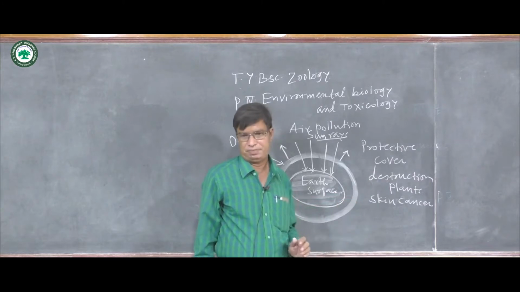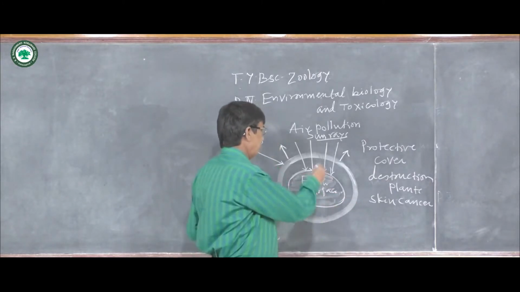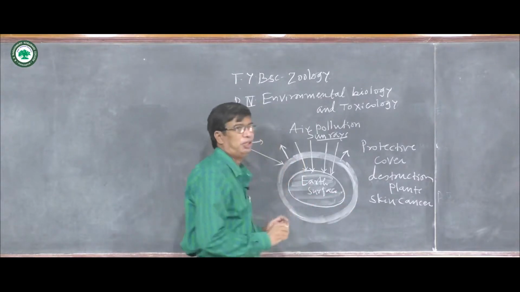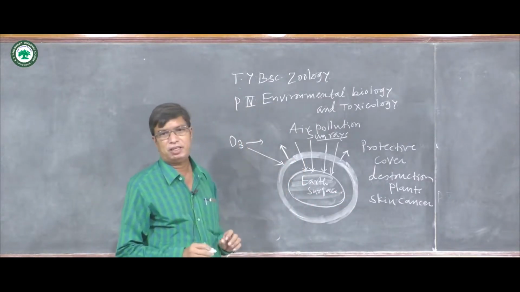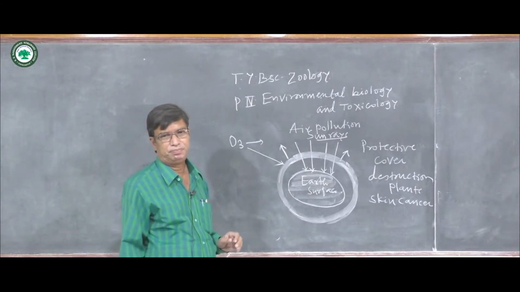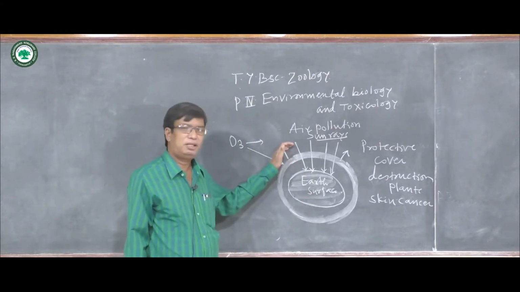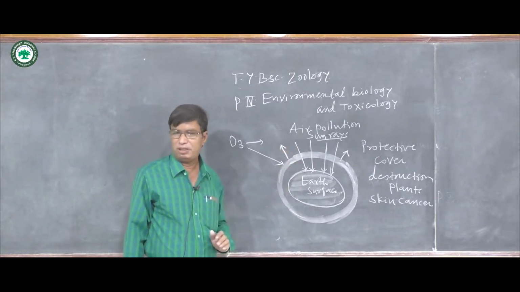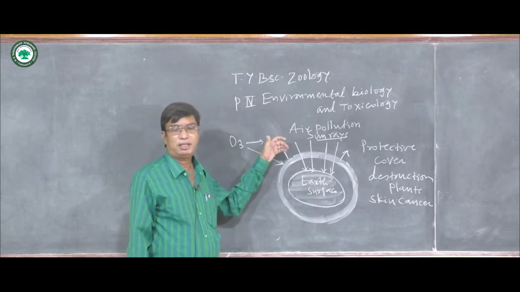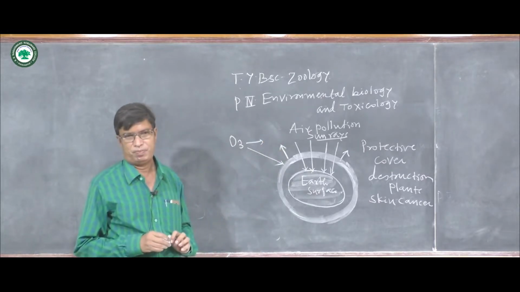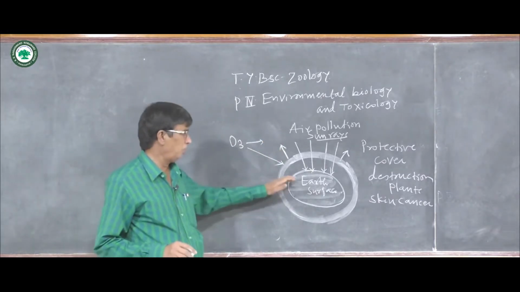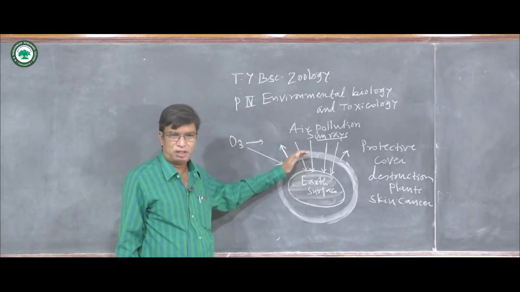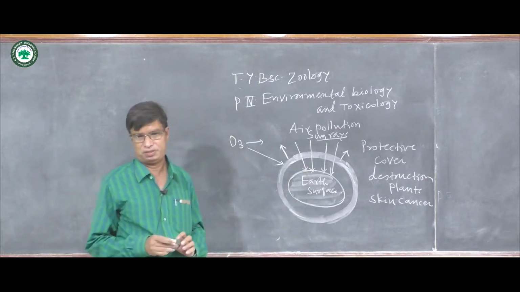That is prevented by this thick layer, the ozone layer. It acts like an umbrella. Most of the radiant energy is reflected again in the atmosphere, and only a small amount of radiant energy is allowed to pass onto the Earth's surface.